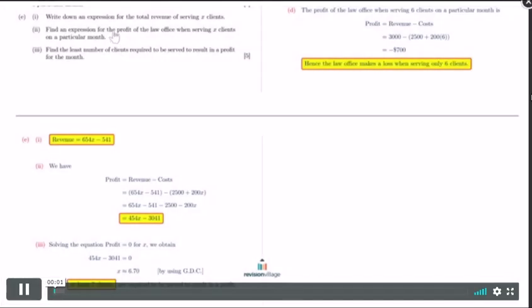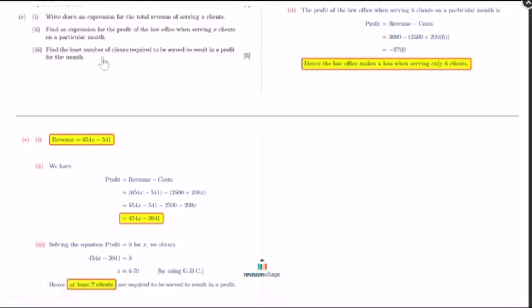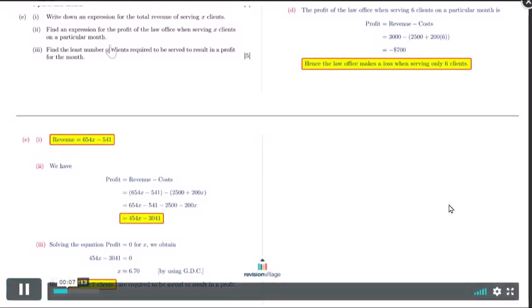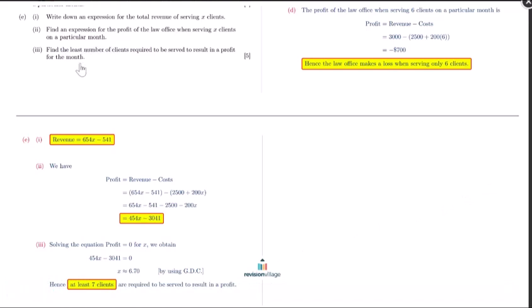Part E sequences through 3 questions here. They're all good questions. It's really the question here, and that's to determine how many clients are required in order for the law office to actually become profitable. But let's start at the top.